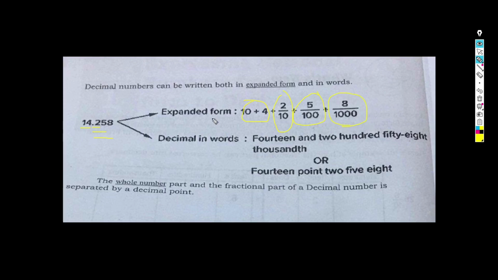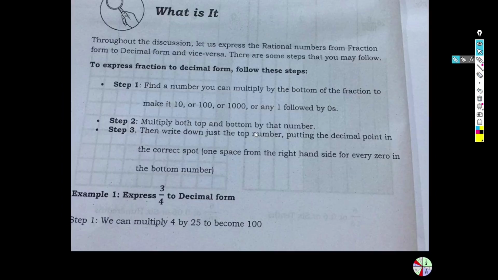So when we read that in words, the decimal in words is 14 and 258 thousandths, or 14.258. Okay, 14.258. The whole number part and the fractional part of a decimal number are separated by a decimal point. Okay, the point there. Let's go to the next.